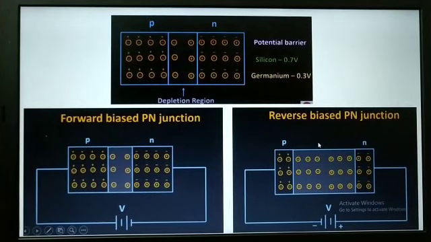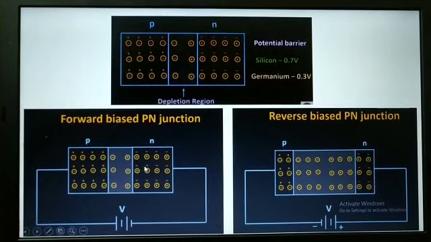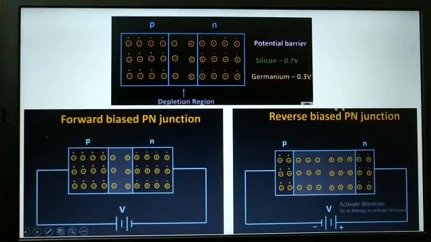It will act as an open switch. Conclusively, in reverse bias, the p-n junction diode will not conduct. It will act as an open switch. So it's clear: in forward bias, the diode will act as a closed switch. Whatever circuit we want to complete, it will complete it. And if it is in reverse bias, it will not complete the circuit. We will have an open circuit situation.